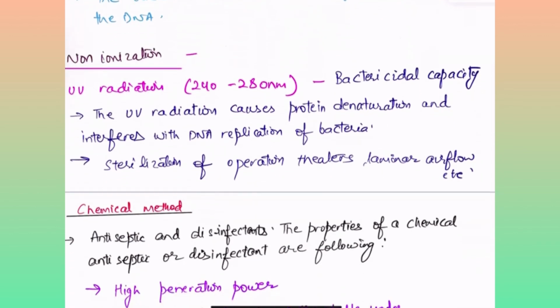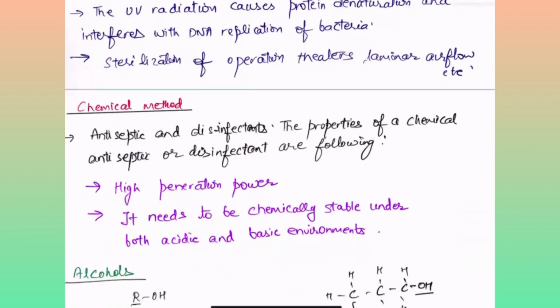Non-ionizing: UV radiation of about 240 to 280 nanometers has bactericidal capacity, and the UV radiation causes protein denaturation and interferes with DNA replication of bacteria. Sterilization of operation theaters, laminar airflow, etc. is done with the help of UV radiation.